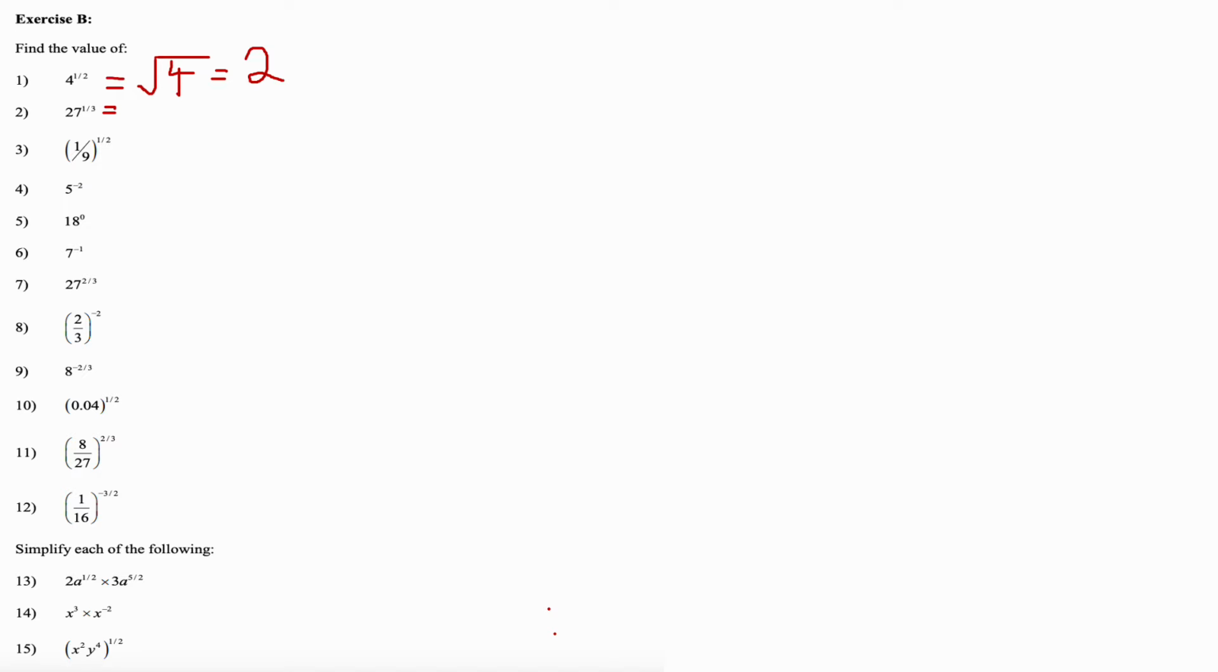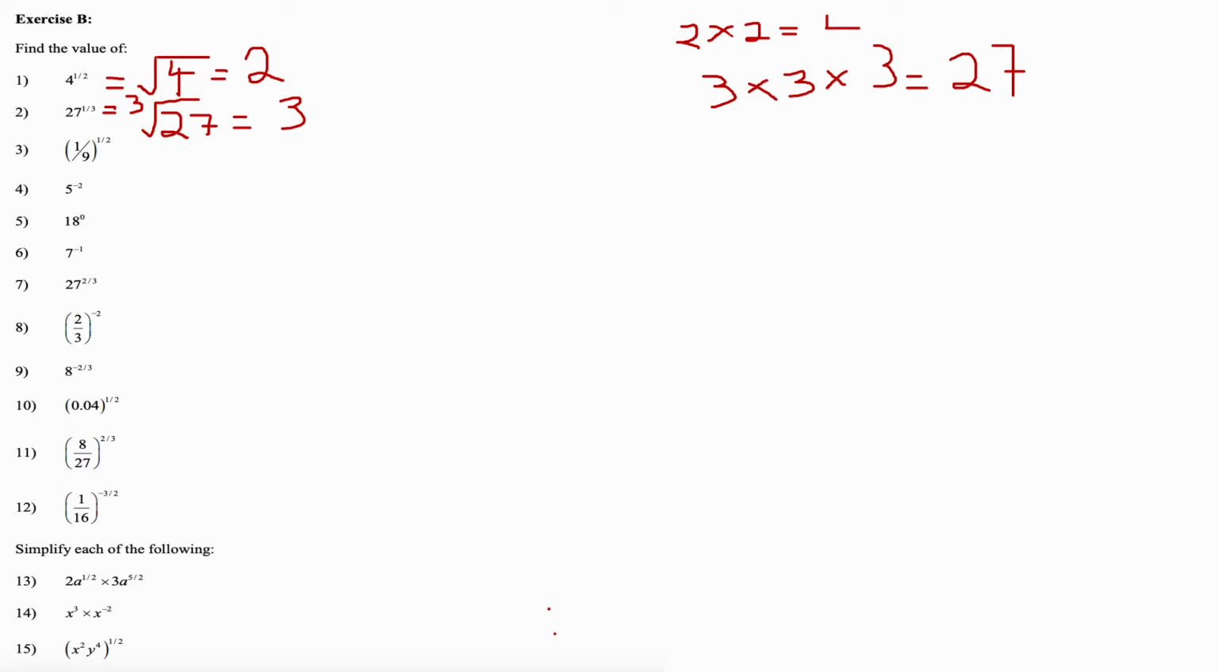Question number 2, 27 to the power of a third. Well, that's the cube root of 27. So it's the third root of 27, or we say cube root of 27. And the answer for that is 3, because 3 times 3 times 3 is 27, guys. So this is revising your knowledge on square and cube numbers. So make sure that you are happy with your squares and your cube numbers. So 2 times 2, or 2 to the power of 2, we say, is 4.